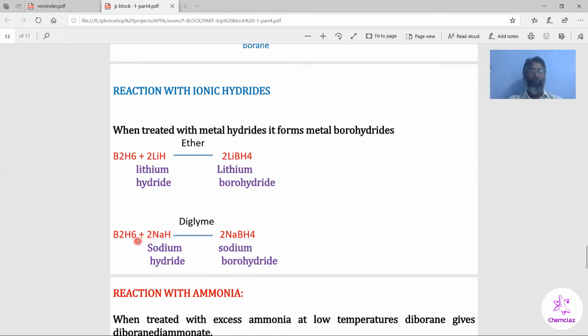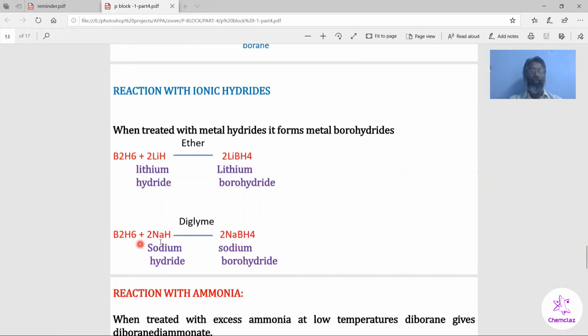Okay, so diborane reacts with sodium hydride in the presence of diglyme. Diglyme means diethylene glycol dimethyl ether: gly represents glycol, M represents methyl, E represents ether. So it is an organic solvent, a polyether compound, and this polyether compound is used as the solvent in this reaction.